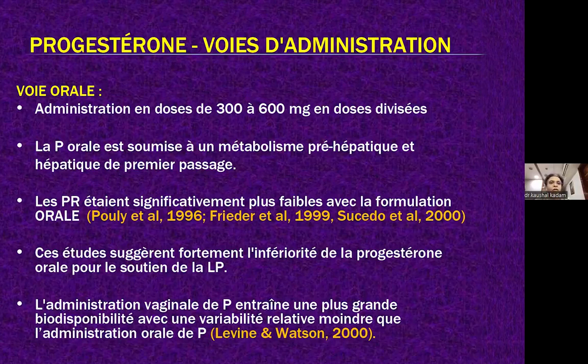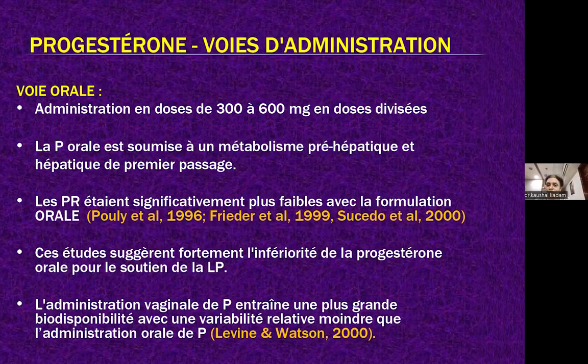In the oral, administered in doses of 300 to 600 milligrams in divided doses. Oral progesterone is subjected to the first pass prehepatic and hepatic metabolism, and it is because of this reason that the final availability at the uterus is pretty less. The pregnancy rates were significantly lower with the oral formulation. These studies, as shown, studies way back in 1996, 1999, and 2000. And these studies strongly suggest that oral progesterone was of inferior quality.